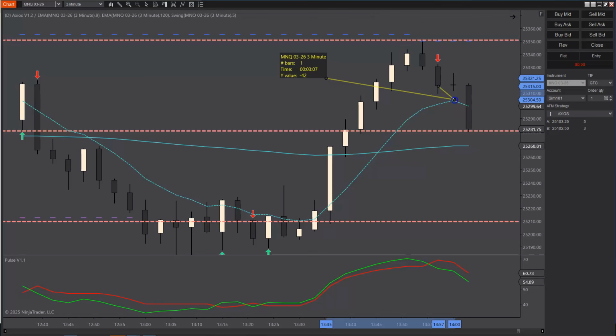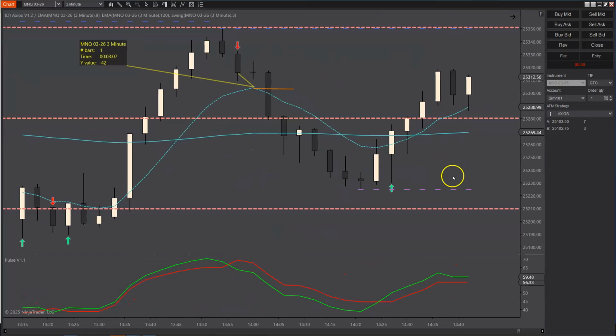So you wouldn't move your target down. You can only move it towards where your entry was. I guess if you're really fast, you could, but probably not. Anyway, that one would have been for 42 ticks. Let's find 3 examples. Let's see if we can find one more.